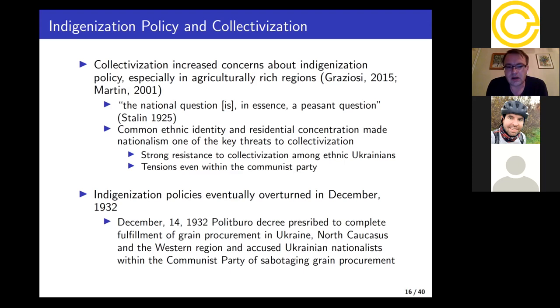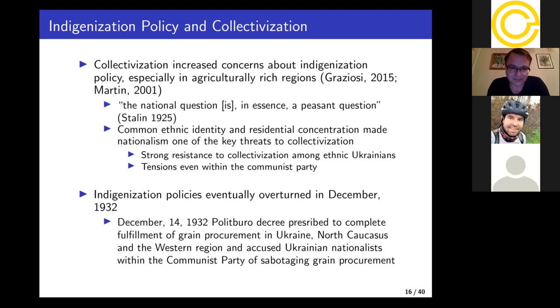There are no direct data on Stalin's decision that Stalin ordered the famine. There are no such documents, nothing like that. So this decision which we cite here is probably the closest. It talks most openly and explicitly about Ukrainian nationalists within the Communist Party and the Ukrainian nationalists as the major threat to collectivization and the whole communist project.